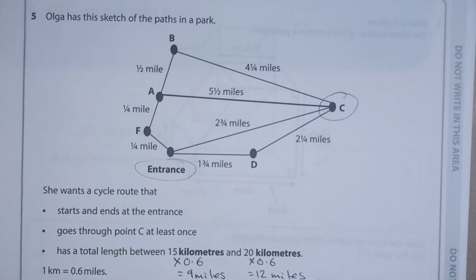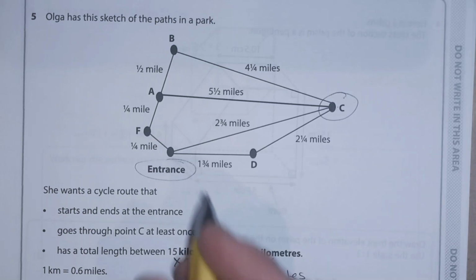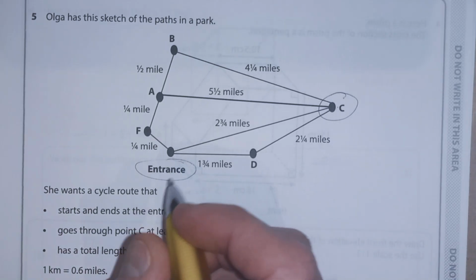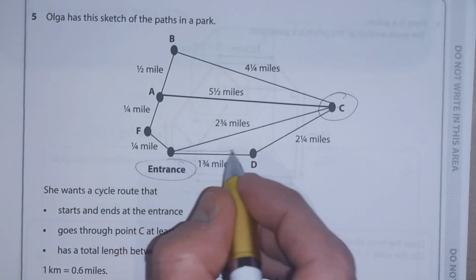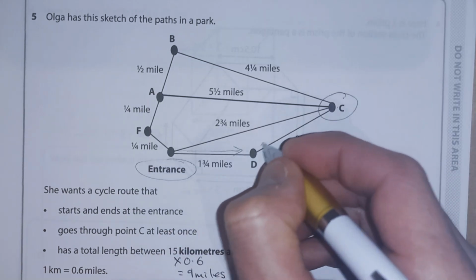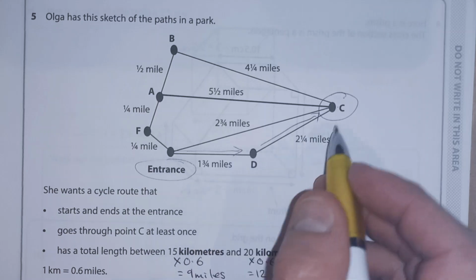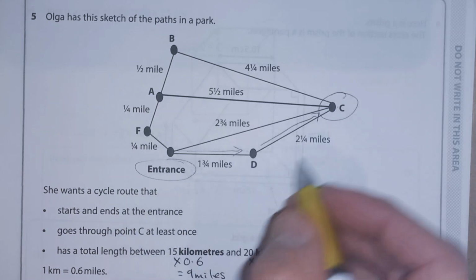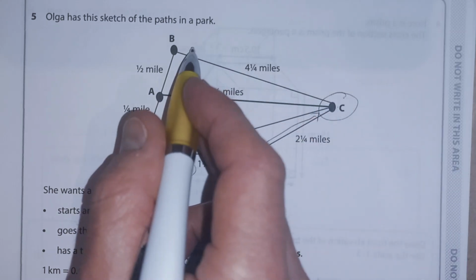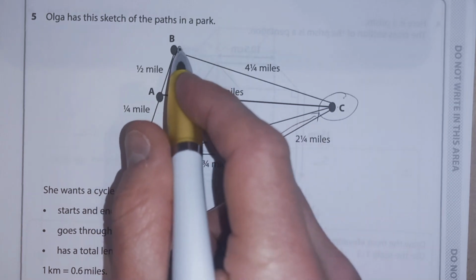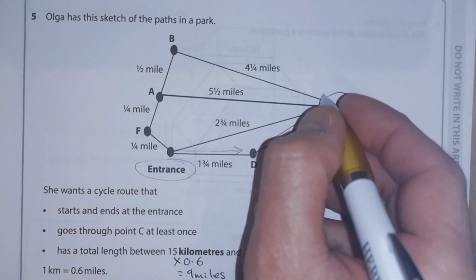There will be more than one right answer on this. We've got to start at the entrance, and work out a route that goes through C, gets back to the entrance, and is between 9 and 12 miles. So let's see, we could try going this way, then up to here, we've got 1 3/4 and 2 1/4, so it's going to be about 4 miles. Then we could go this way, which would take us up to 8 and a bit, and then come back that way maybe.